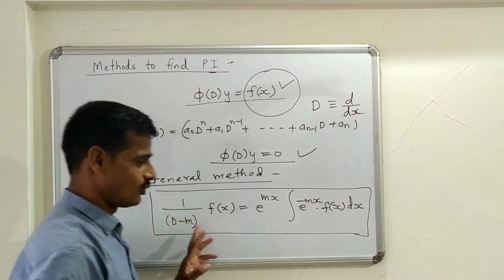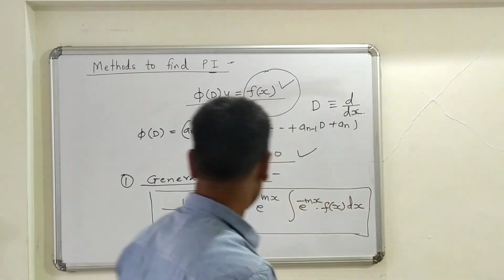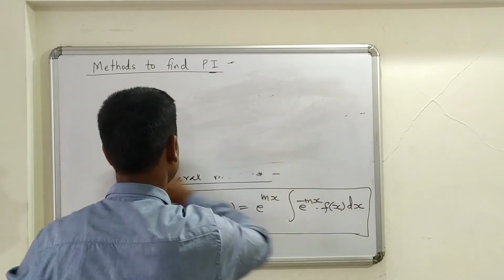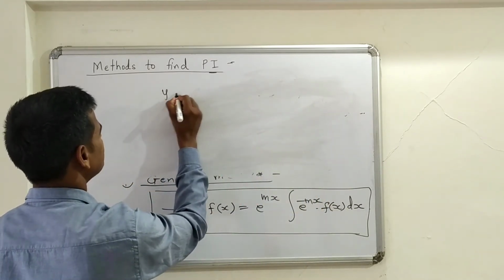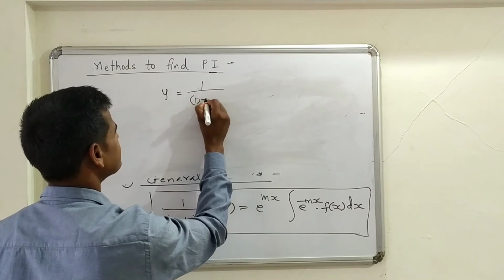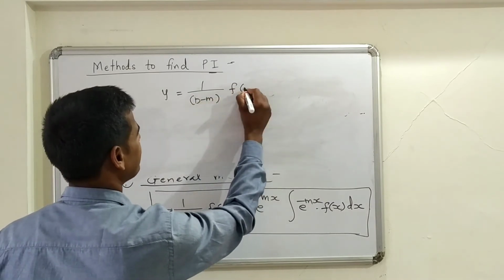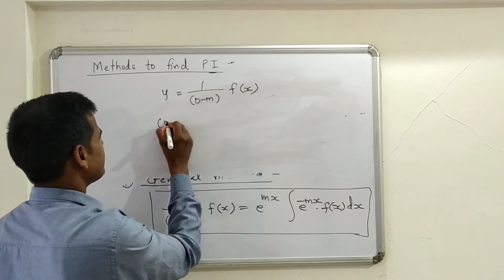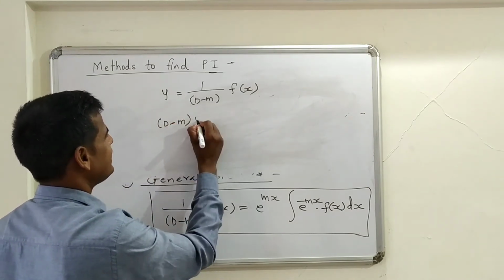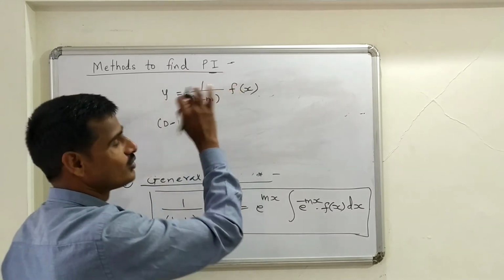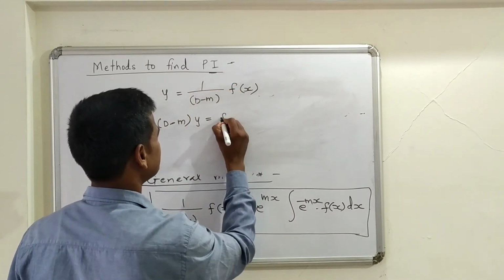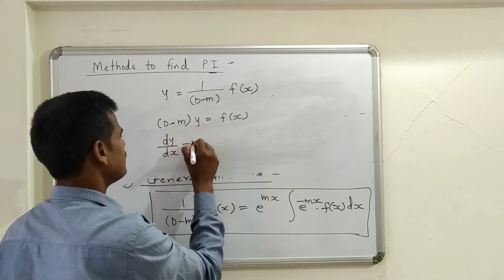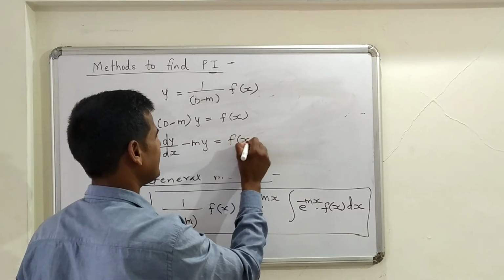Now why is it so? How to prove this result? It is not difficult. Say y is equal to 1 upon D minus m operated on f of x. Multiply both sides by D minus m. So D minus m into y, where D minus m into 1 upon D minus m cancels, is equal to f of x. So this is dy by dx minus my is equal to f of x.